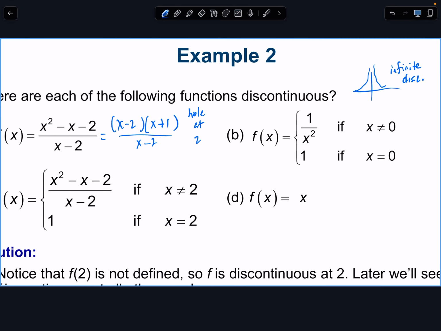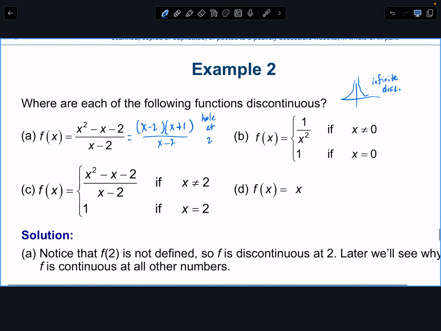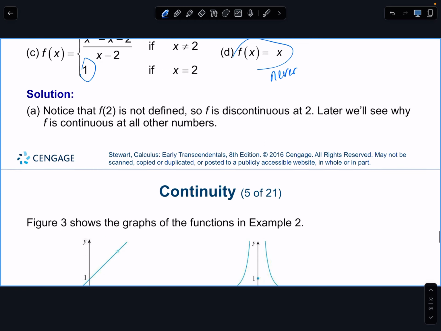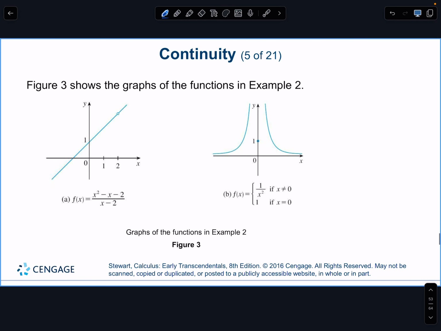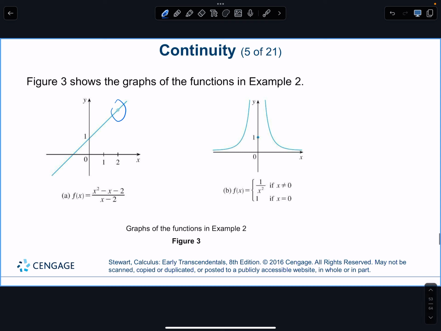And then this function, letter C, is the same as A, but f is defined elsewhere, basically at 1. So there's a hole, but there's a dot somewhere else. It's still discontinuous. Letter D, f of x equals x, that's the 45-degree angle line, and this is never discontinuous. So there's the example of A with the hole in it, and the example of B with the infinite discontinuity.